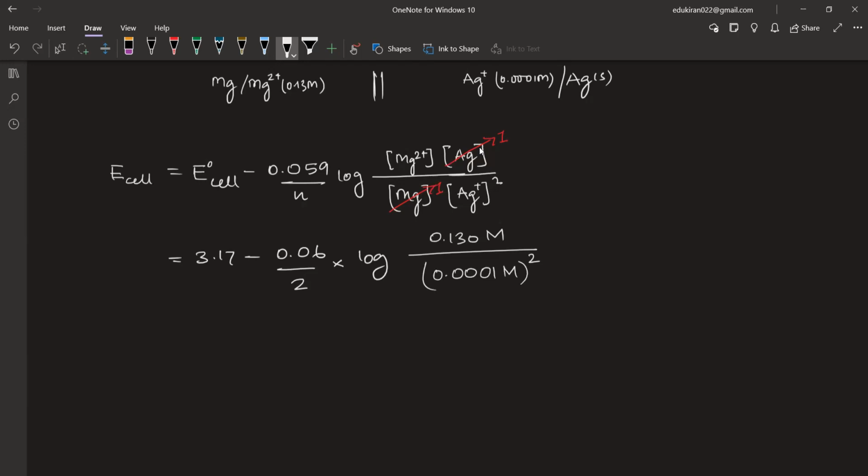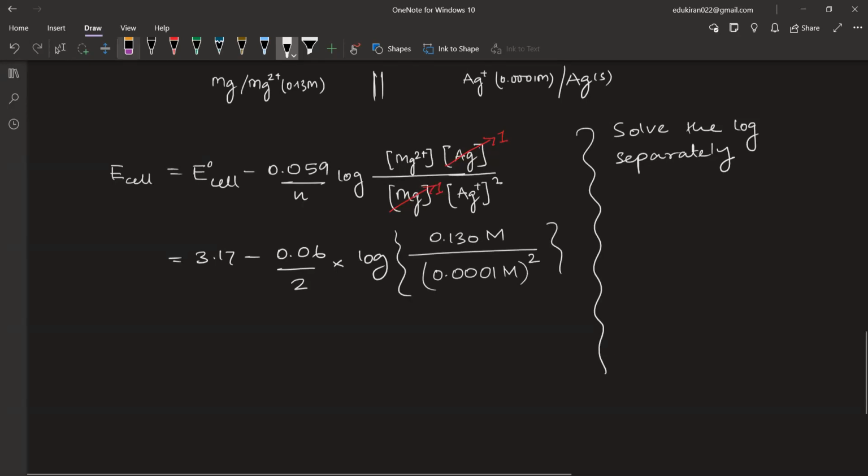Yes, sir. Right. Now, the most important point that I will teach you in this chapter regarding numericals is to solve the log separately. That means you will solve this part separately. What will you write?